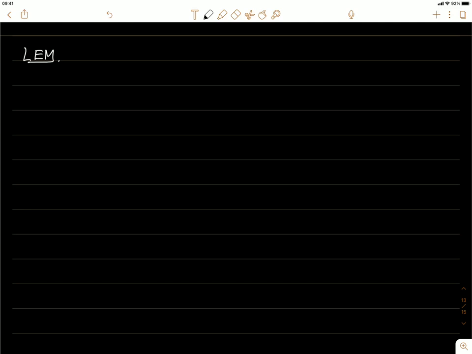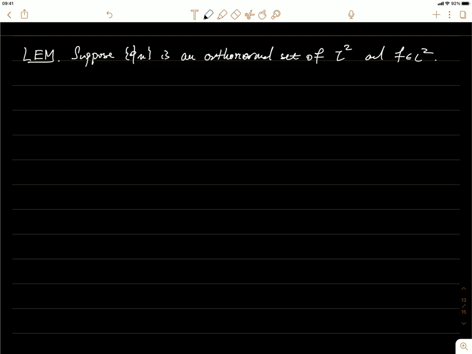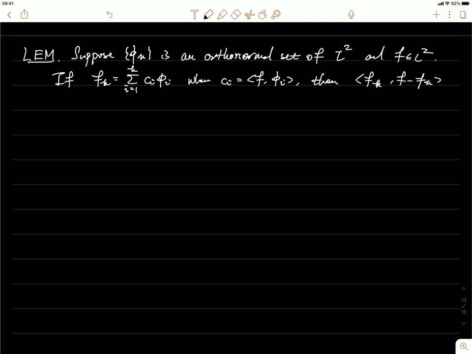Now let's look at a lemma that we're going to use to show the next theorem, called the Riesz-Fischer theorem. The lemma is pretty simple. It says that if you have an orthonormal set of L2, and f is in L2, and you set your f_k to be the partial Fourier series as we did earlier, then the inner product of f_k and f minus f_k is going to be 0.